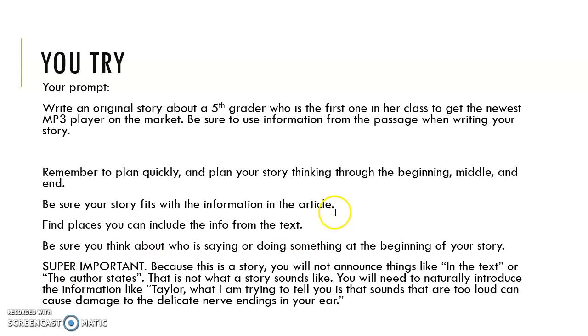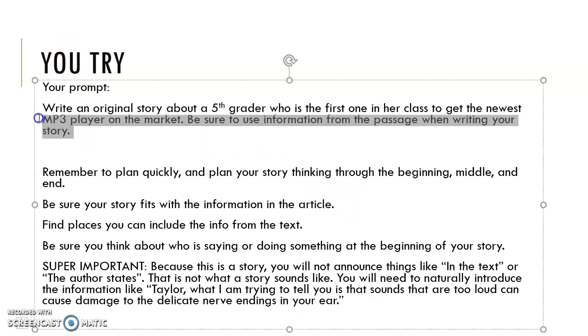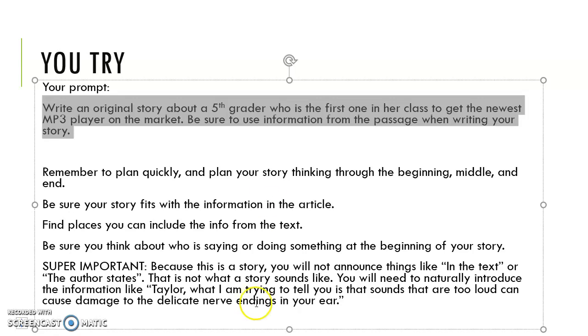All right, it is time for you to try this. I'm going to give you a different prompt that goes along with our text High Volume. Let's look at the prompt together. Write an original story about a 5th grader who is the first one in her class to get the newest MP3 player on the market. Be sure to use information from the passage when writing your story. All right. New prompt. New story. But using information from High Volume when you write your story.